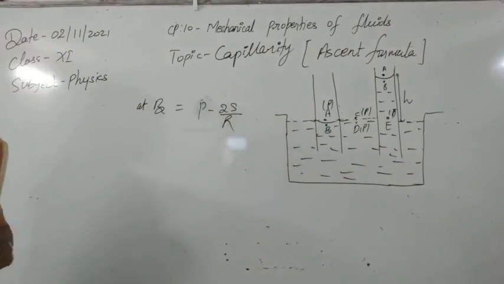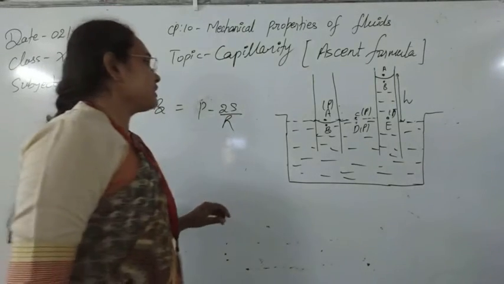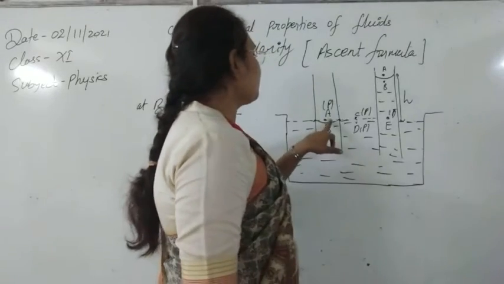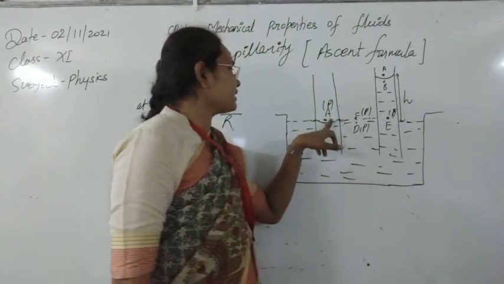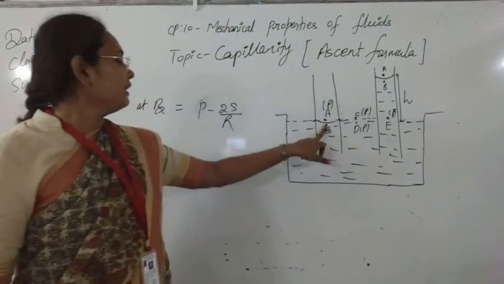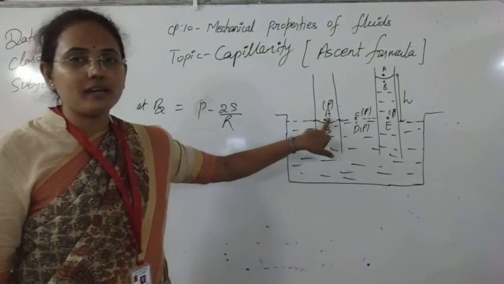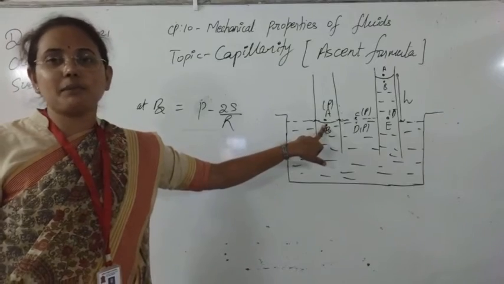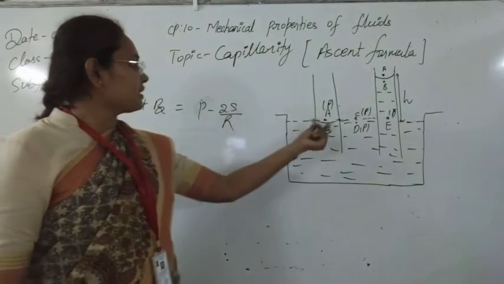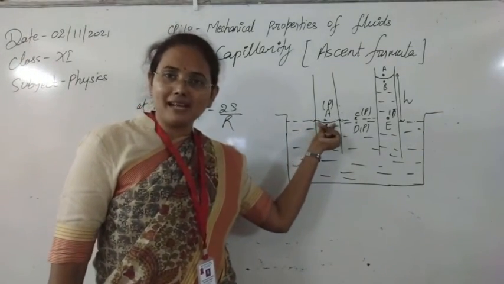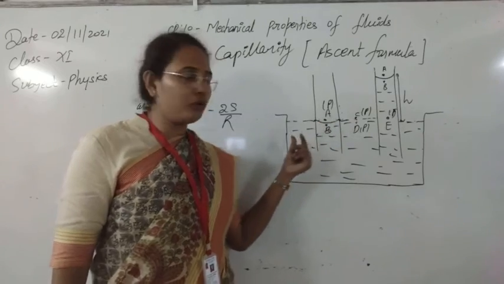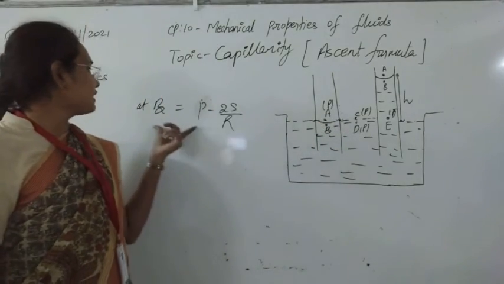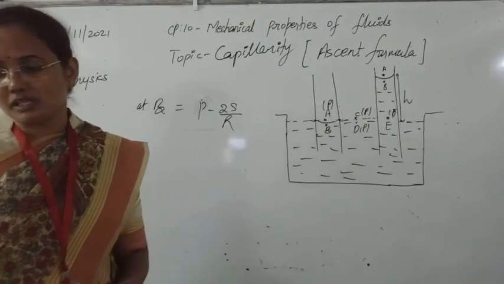So why will it be this way? Because of the excess pressure, as in a soap bubble. The excess pressure works in the upward direction. So that's why the pressure here will be less in comparison to this point. The pressure will be less by an amount equal to the excess pressure present here. Due to excess pressure, the meniscus is obtained as curved. We have discussed this already before, and at point B this value will be P minus 2S by R.